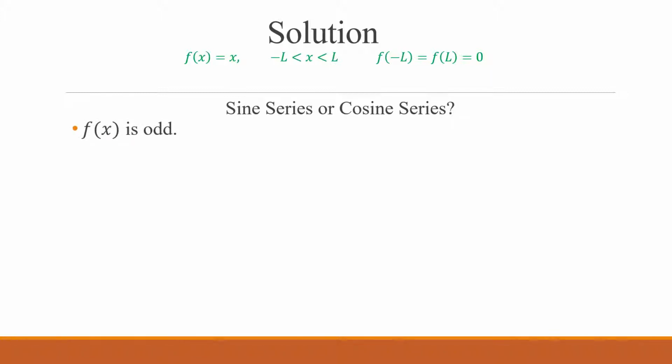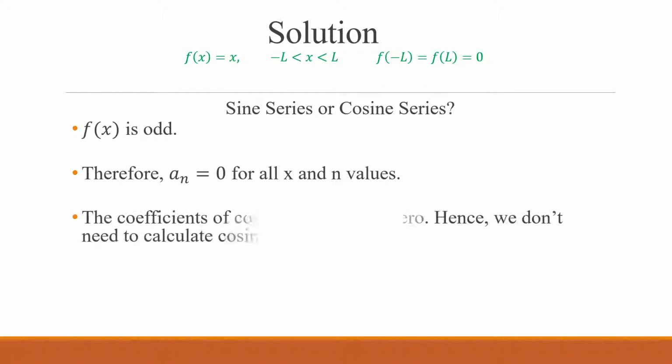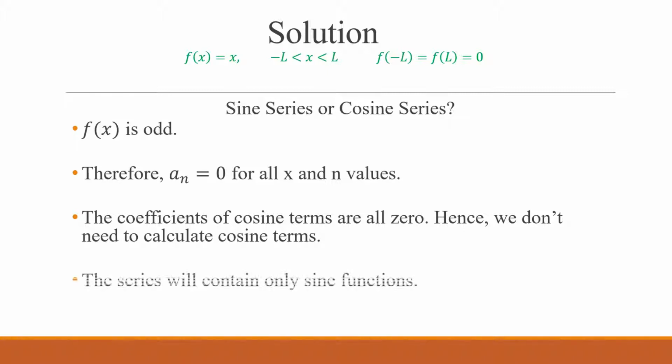Now the function is odd. We know that for odd functions, the coefficient of the cosine terms become 0 in the Fourier series. Therefore, we don't need to calculate the part of the Fourier series which contains cosine terms. We need to calculate only the terms containing sine functions. If the function was even, we would have needed to determine the cosine series. However, this is not the case for this problem.